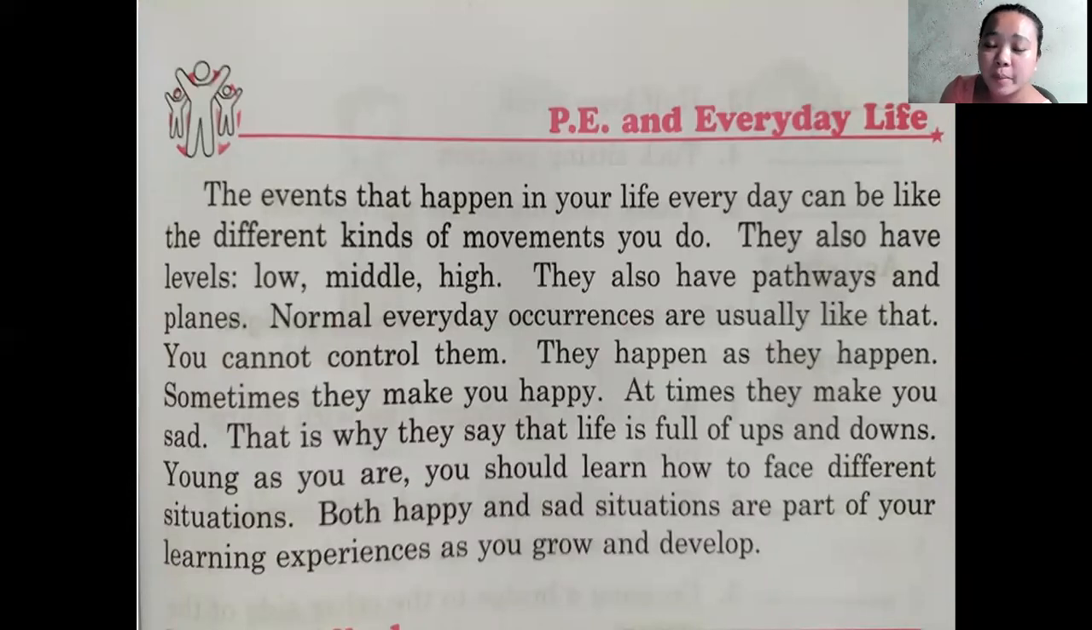Now, please get your MAPE book. While you are opening your book on page 261, I will read this one. PE and everyday life. The events that happen in your life every day can be like the different kinds of movements you do. They also have low, middle, and high levels. They also have pathways and planes. It can be zigzag, straight, or near and far. Normal everyday occurrences are usually like that. You cannot control them. They happen as they happen. Sometimes they make you happy, and at times they make you sad.